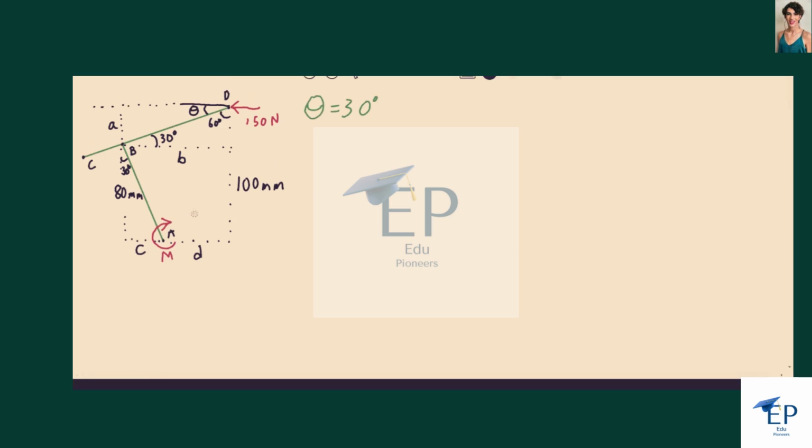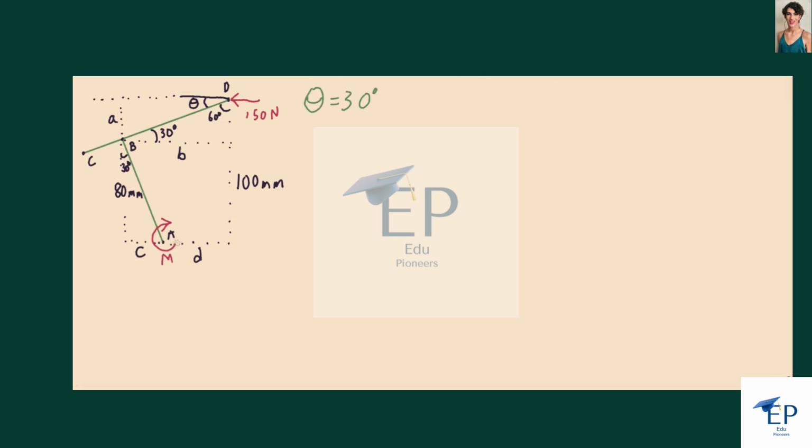We need to solve for a moment M about the point A that will keep the system in equilibrium whenever an input force of 150 newtons is applied. And we know that whenever this input force is applied at the point D, the machine will apply another force at the point D, which I'll call F of D.